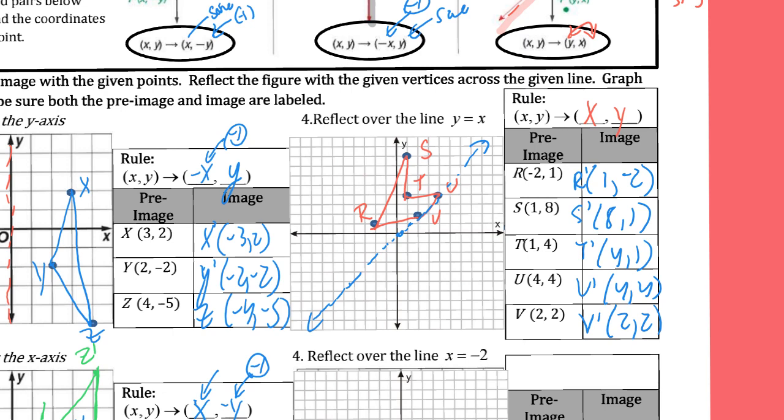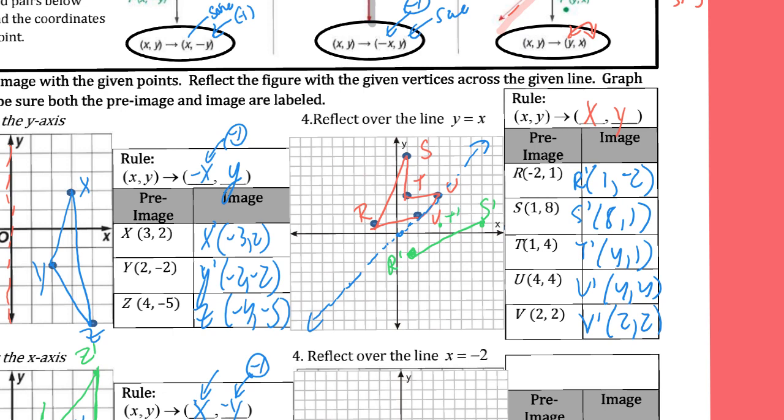And so we plot these points, and we'll start with (1, -2). That's going to be R prime. And then our second point is (8, 1). (8, 1) is here. It goes to 10, so just go almost over. And this is S prime. And then we can connect those. And then (4, 1): 1, 2, 3, 4, and then up 1. That's going to be the point T prime.